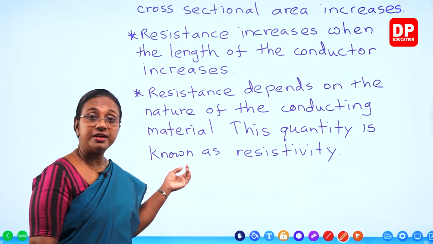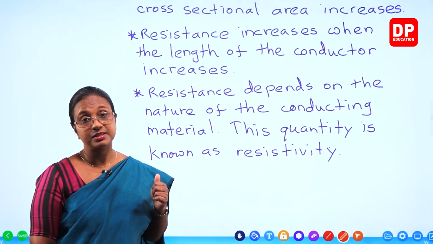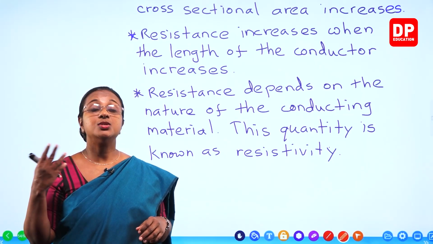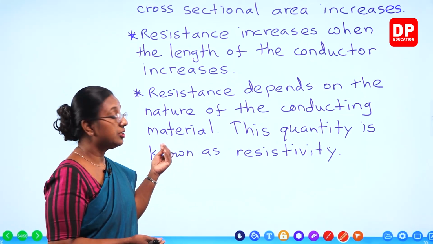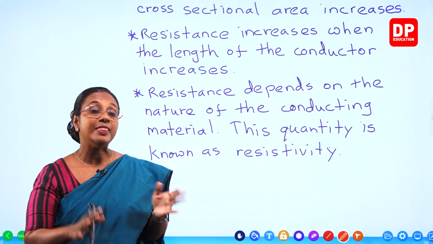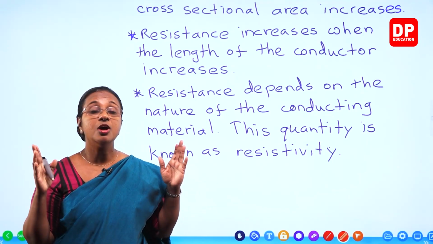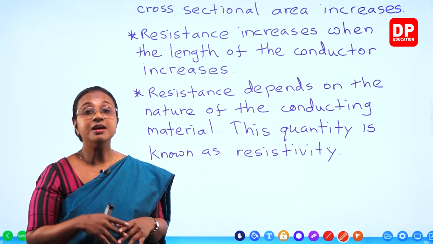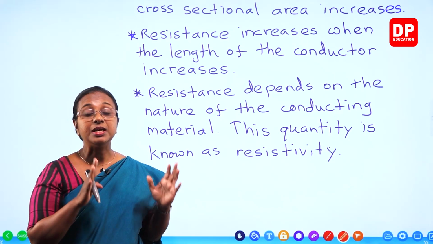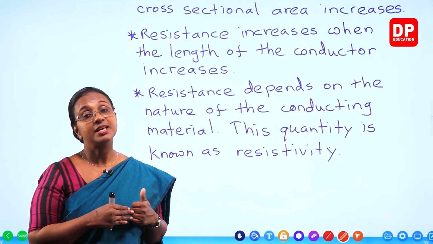So resistivity of different conductors differs because they are made up of different materials. So if you compare copper and nichrome, resistivity of nichrome is very high. That is why the resistance is high. Resistivity of copper is low. So that is why the resistance of copper is low when the other two factors are the same. So if you take two conductors, a copper conductor and a nichrome conductor of the same length and cross-sectional area, the resistivity of nichrome is high, resistivity of copper is less. Because of that, resistance of nichrome is high and resistance of copper is less.